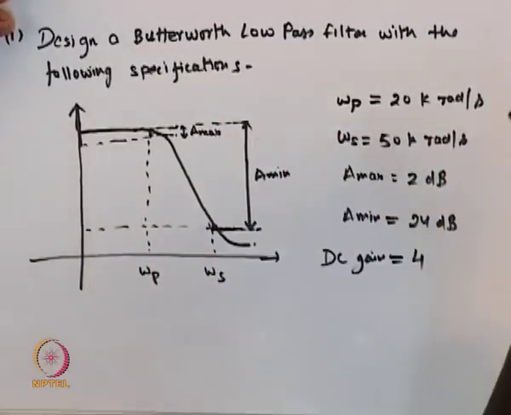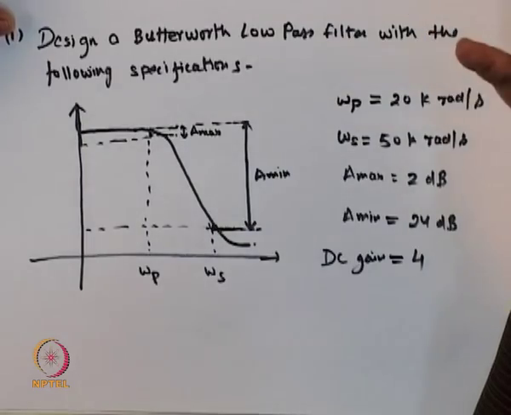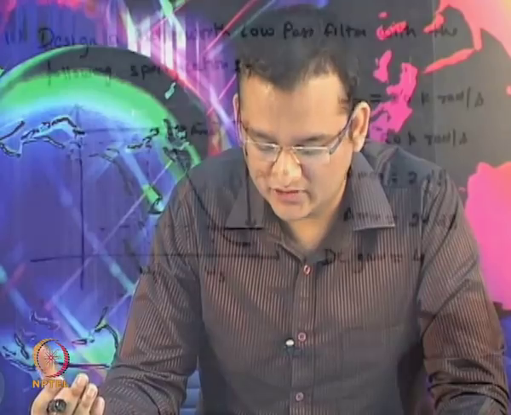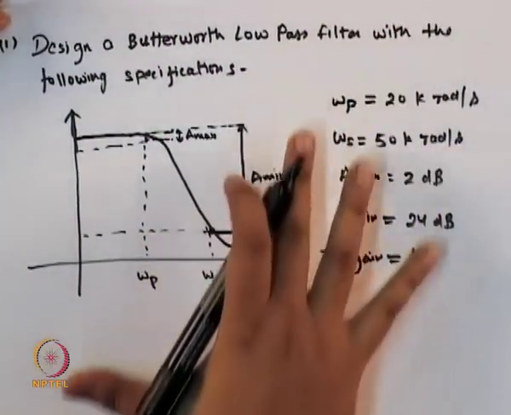We need to first find out the order of filter, then we need to go back and find out the poles of filter, then after finding the poles of filter we will be going back and seeing how to realize it in hardware in terms of op-amp circuit with RC components. So this is the question. I will be elaborating step by step how to solve this problem and design a filter.